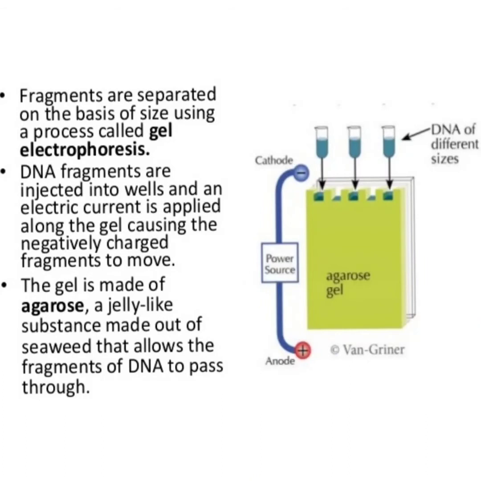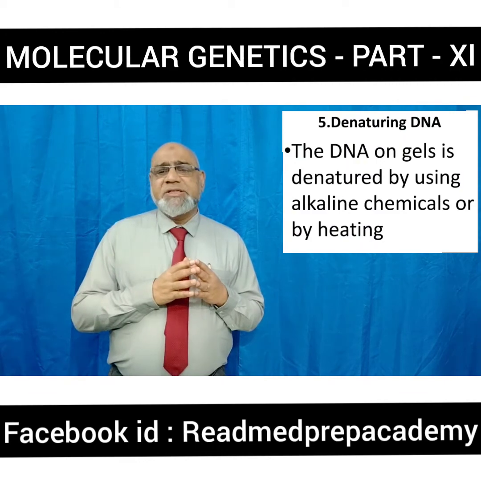The DNA fragments are injected into wells, and an electric current is applied along the gel, causing the negatively charged fragments to move. The gel is made of agarose. Agarose is a jelly-like substance made out of seaweed that allows the fragments of DNA to pass through. Now, step 5 is denaturing DNA.